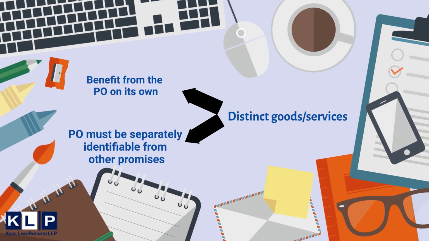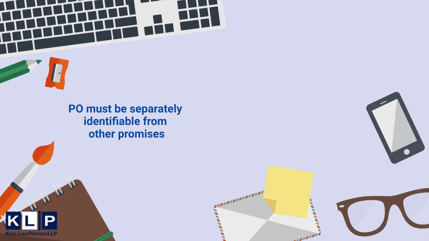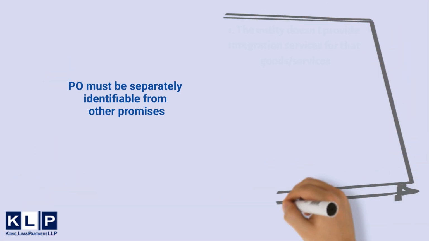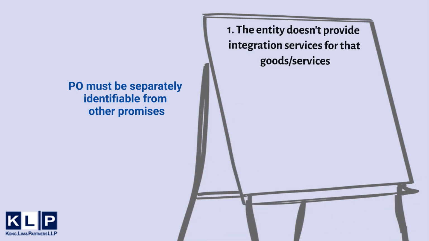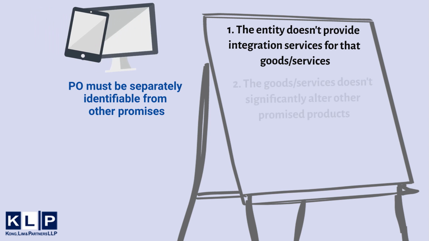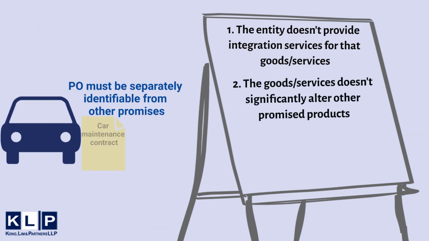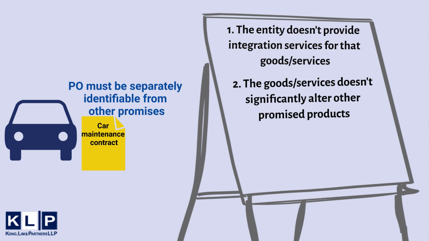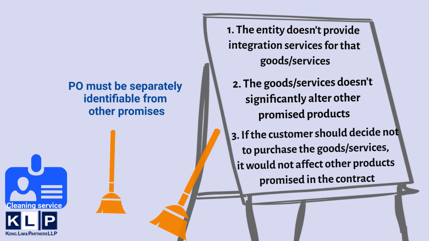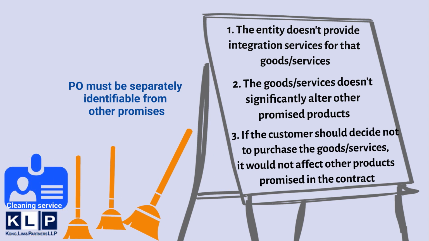Secondly, let's break down how performance obligations can be separately identifiable from other promises. Number 1, the entity doesn't provide integration services for that goods or services. Number 2, the goods or services doesn't significantly alter other promised products. Number 3, if the customer should decide not to purchase the goods or services, it would not significantly affect other products promised in the contract.